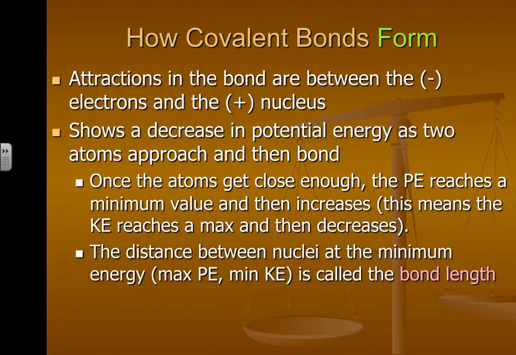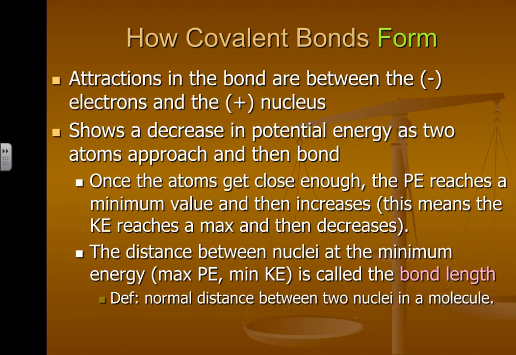The distance between the nuclei at the minimum energy is called bond length. So basically, the bond length is how tightly the two atoms are held together. It's the normal distance between two nuclei in a molecule.